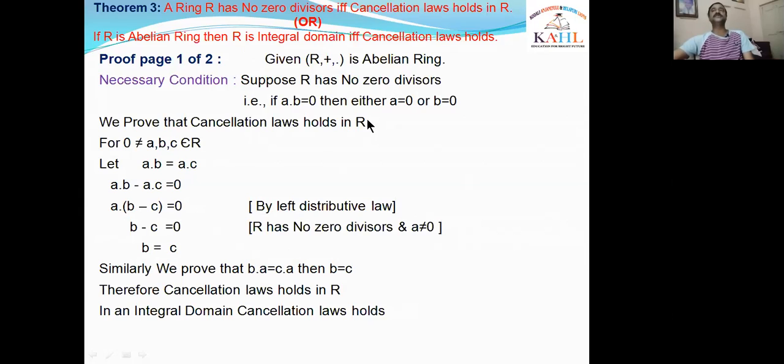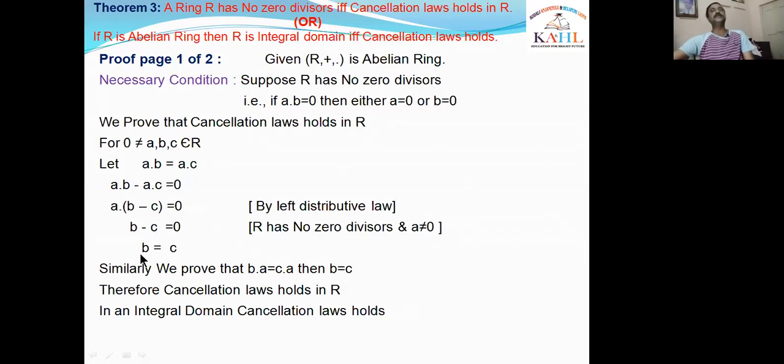But R has no zero divisors. That means if AB equal to 0, then one of A, B is 0. That means either A equal to 0 or B equal to 0. Similarly, if we apply this condition here also, in this multiplication one of the factors is 0. That means either A equal to 0 or B minus C equal to 0. But we have taken that A is non-zero. Is it right? Are you following the cursor? Yes. You can see that A is not equal to 0. That means the only remaining part, B minus C, must be 0, because one of these two factors must be 0. But A is not equal to 0, that's why B minus C must be 0.